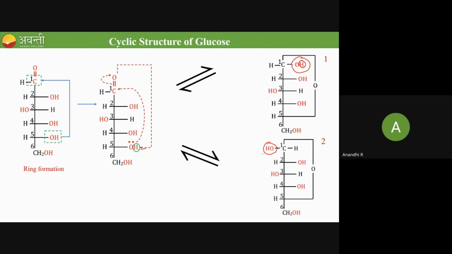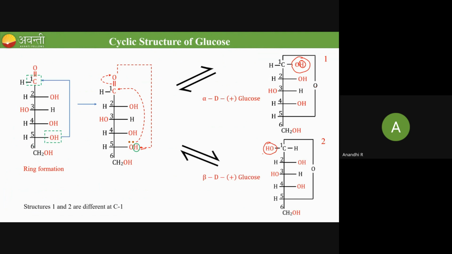From carbon number 2 till 6, everything remains the same. So there is a difference only in carbon number 1. Got it? So we have two different forms. The first form is called alpha D plus glucose. The second form is called beta D plus glucose.